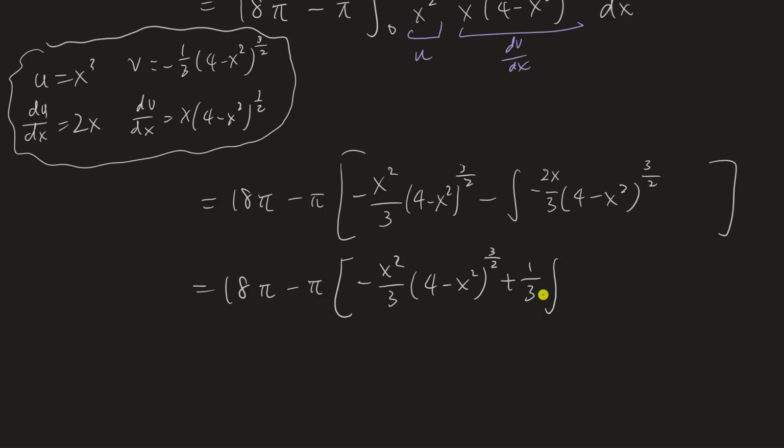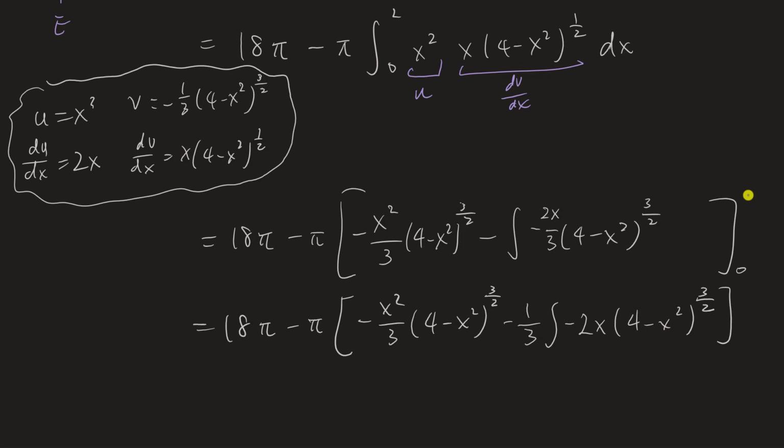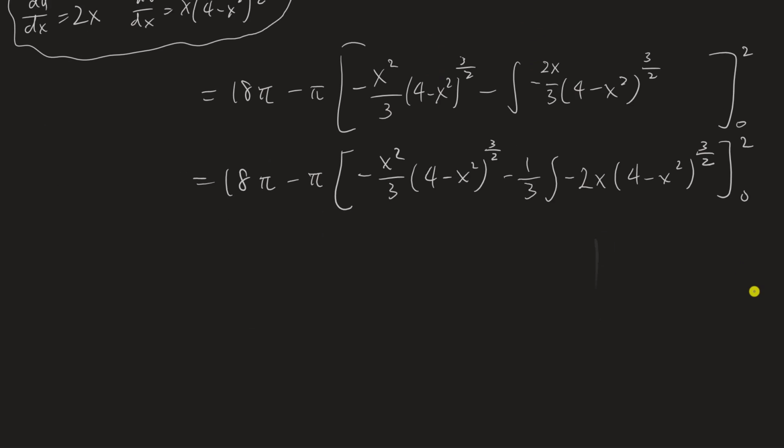plus 1/3, and then the inside will give me 2x. You know what? I'm going to take out positive 1/3 so that the negative remains inside. You will see why later. I'm going to put out 1/3. Here you will get negative 2x (4 minus x squared) to the power 3 over 2. Evaluated from 0 to 2, 0 to 2.